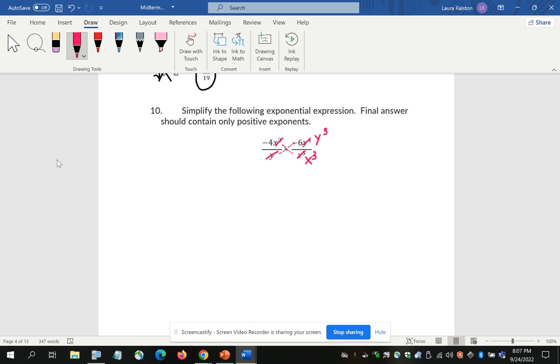I have -4 times -6. So negative times a negative is a positive. 6 times 4 is 24. y cubed over x to the third.